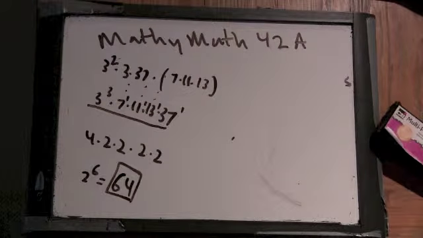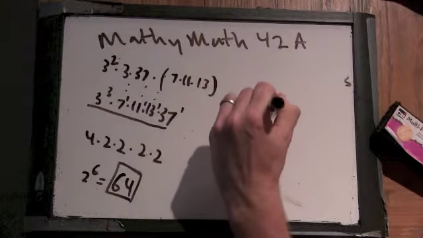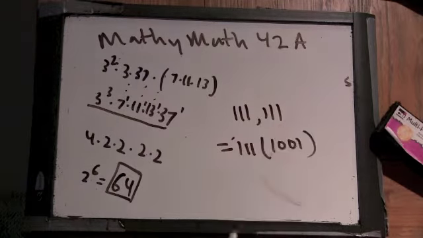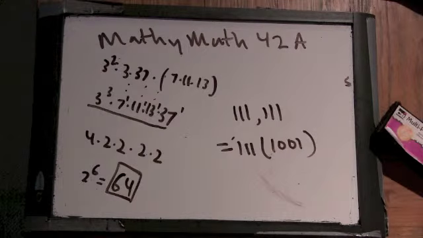Okay, all right, good job. So we got a little bit of factoring practice. The thing that took you the longest on this one was seeing that 111,111 was 111 times 1001. That's an important idea to see how to factor that. Good job.